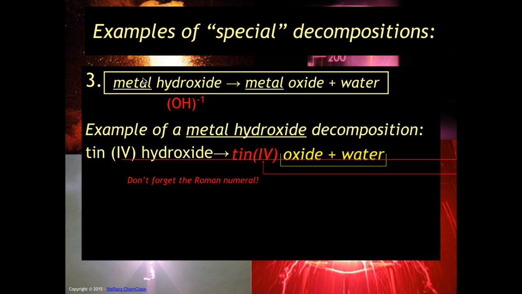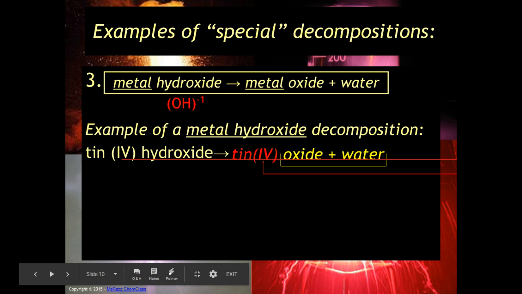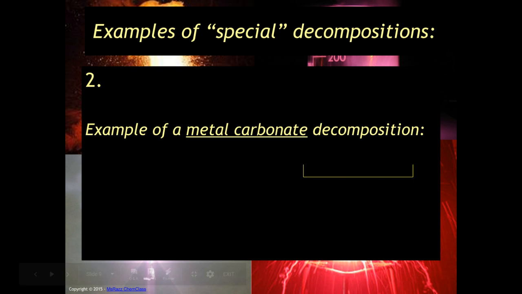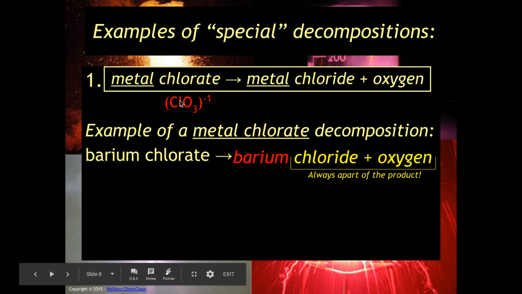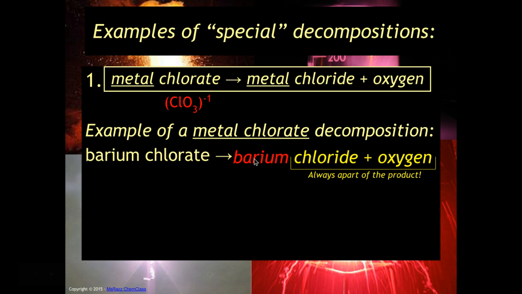And a way I like to remember that is hydro means water. So you have a hydroxide that reacts with a metal, decomposes down into smaller components, and you're going to get that metal oxide plus water. So let's review them real fast. We had to begin with chlorate. Chlorate has chlorine in it. So if a metal chlorate decomposes, you are going to get that metal chloride plus oxygen.